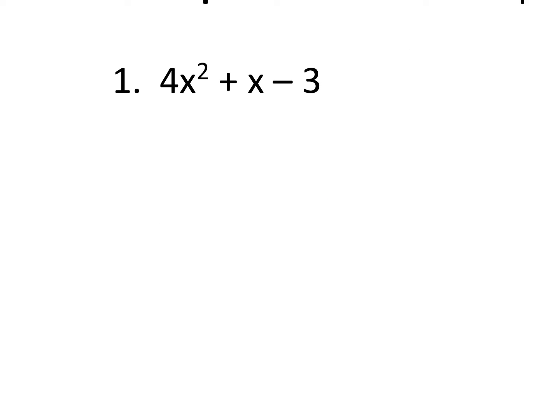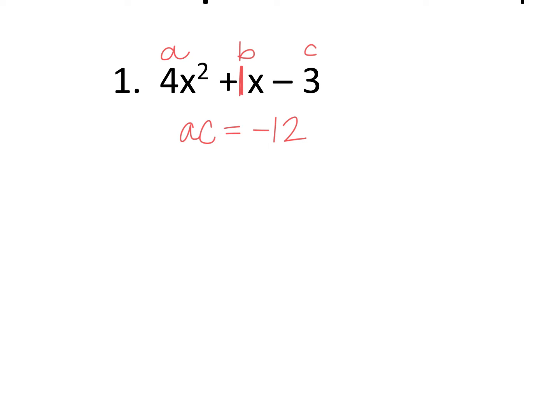On number 1, we want to identify our A, B, and C. So A is 4, here's B, and here is C. Okay, so C is -3, but what is B? 1. Okay, so we need to multiply A times C. A times C is 4 times -3, or -12.